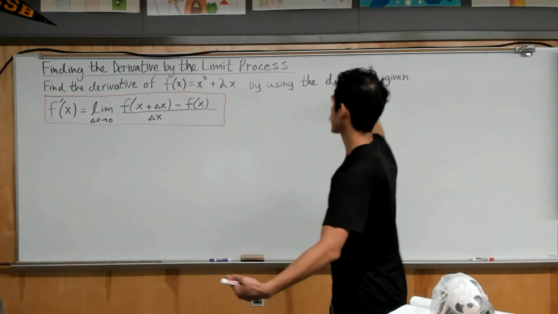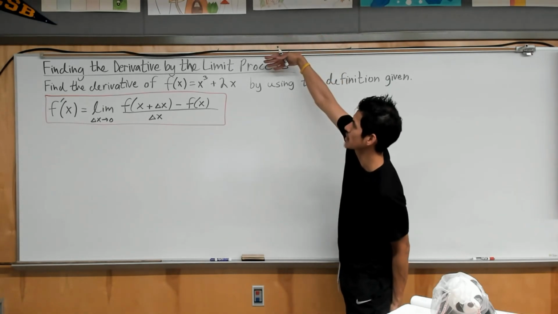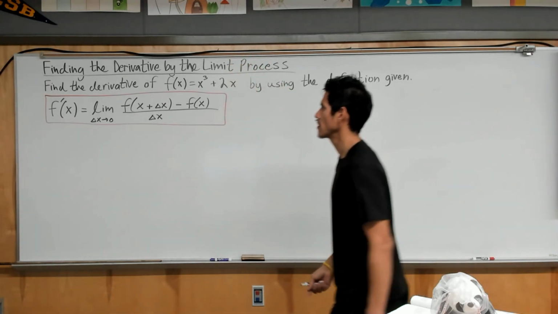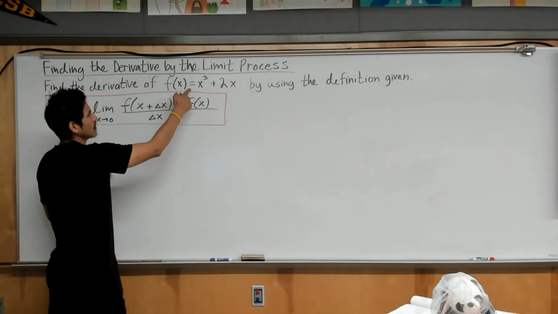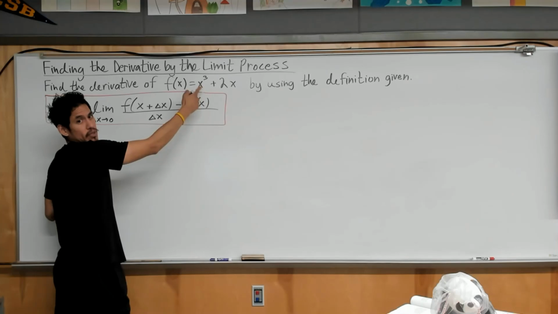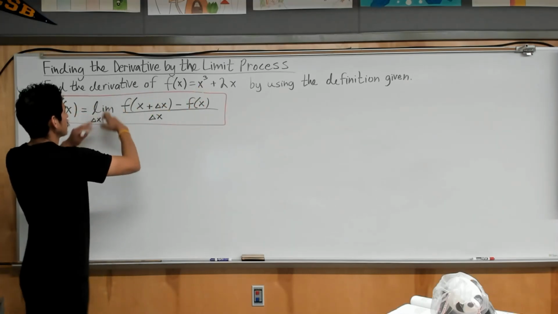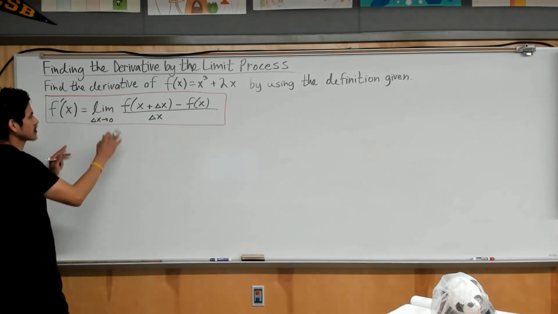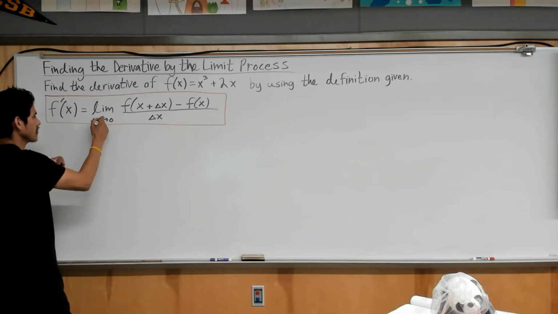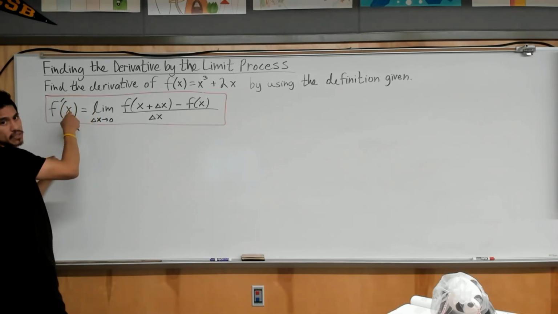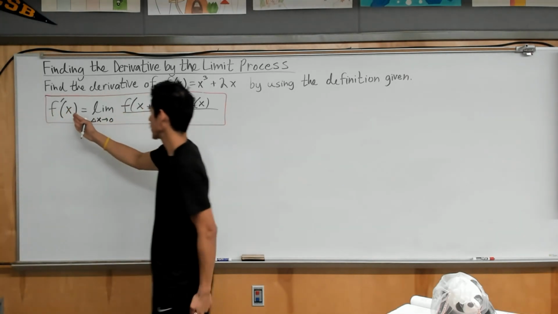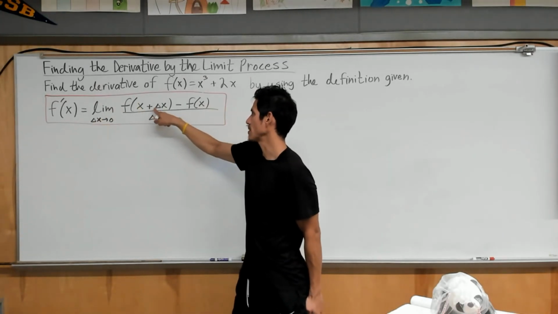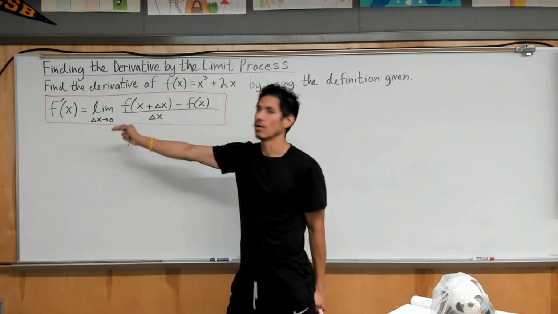I'm now going to show you how to find the derivative by using the limit process. We're going to have this function, f of x equals x cubed plus 2x, and we're going to use this limit process, if you remember. It's a little weird at first, but I'm going to go through it step by step. It says f prime of x, which is the derivative of x, is equal to the limit as delta x goes to 0 of f of x plus delta x minus f of x all over delta x.